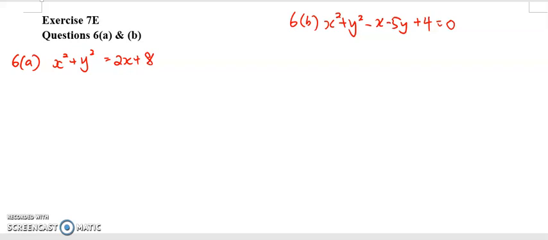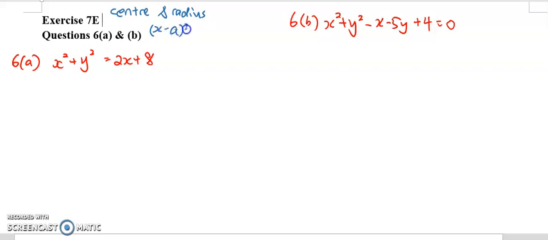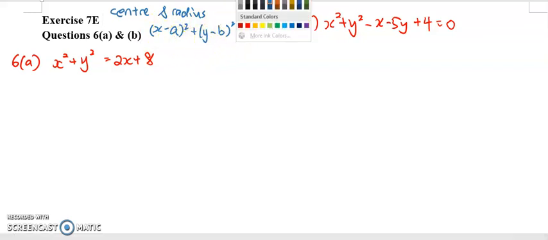Alright, for question 6a and b, we are supposed to find the coordinates of the center and the radius of each circle equation given. We can recall the circle equation as (x − a)² + (y − b)² = r². So we have to manipulate the equations given under this question into this form, so that we can easily tell what the center and the radius of the circle are. Alright, so let's look at 6a.